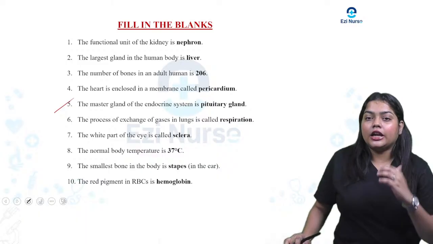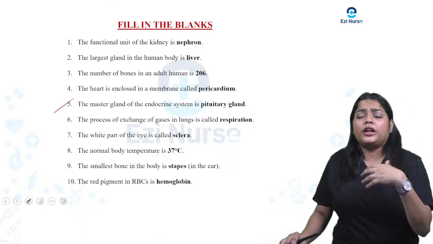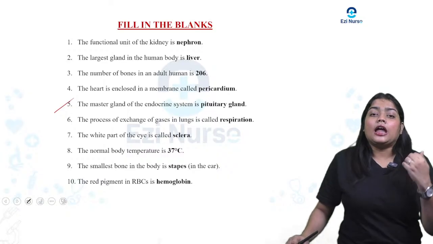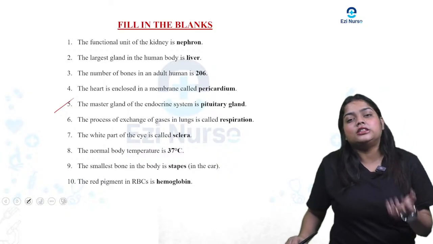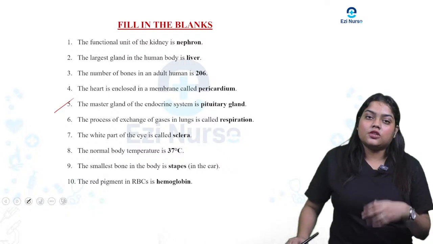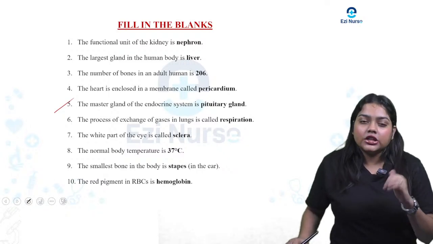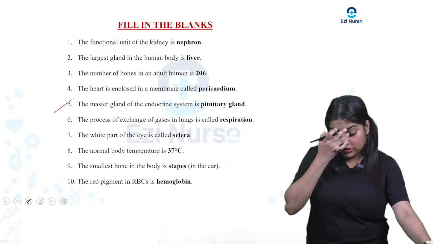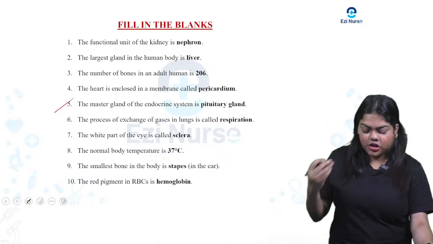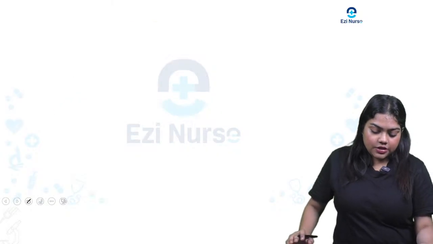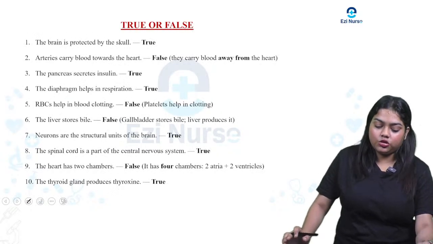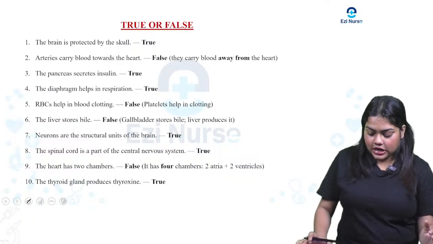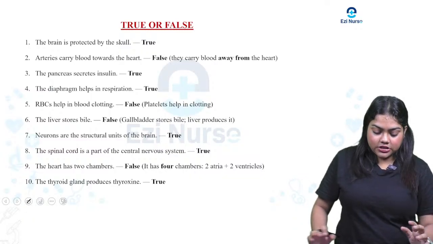The last question is the red pigment in RBC. Why is our blood red? Blood is red because of RBC. And why are red blood cells red? It is because of hemoglobin, which also includes iron. So this is the fill in the blanks. Next we will move on to true or false. Whatever you can answer or guess, please try to guess it.